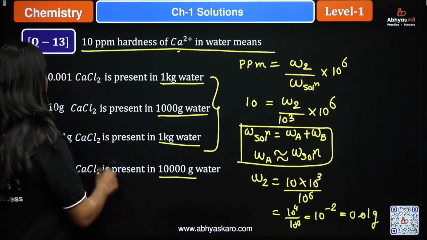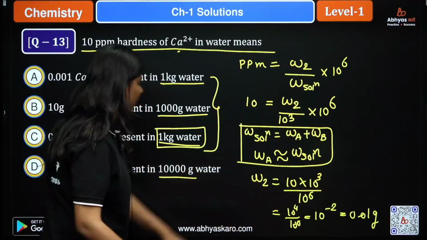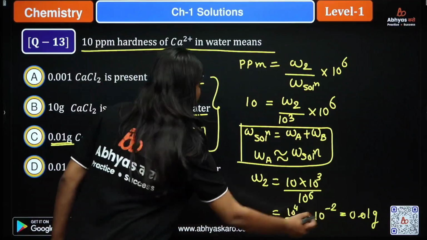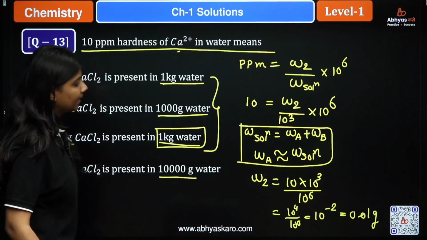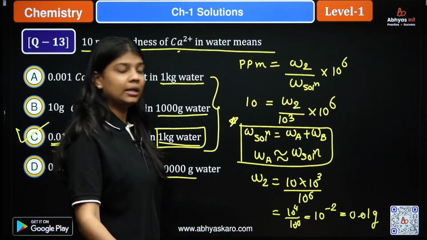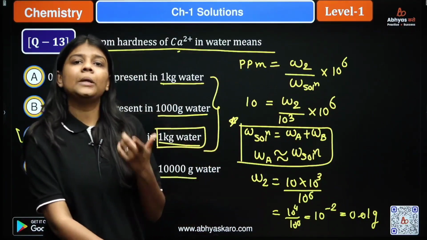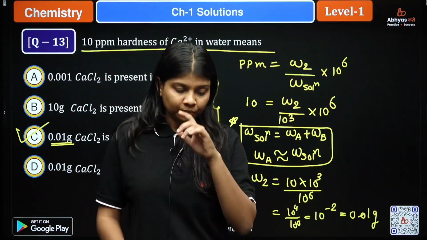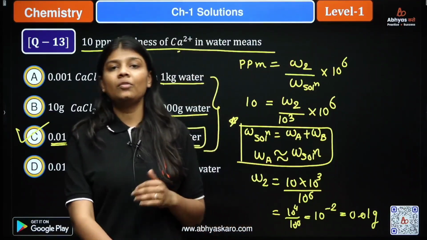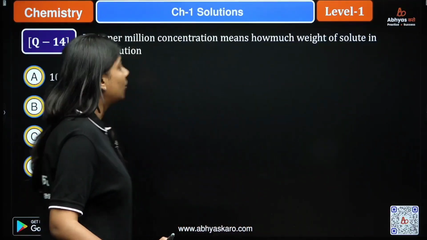You can see there is one option in which 1 kg water, that means 1000 gram water, has a presence of 0.01 gram Ca+2. So your right answer is option number C. Students, this is the key point you have to remember when dealing with ppm: always remember you can simply neglect the amount of solute in front of the amount of solvent, as we have done here. Yes. Let's see the another question.